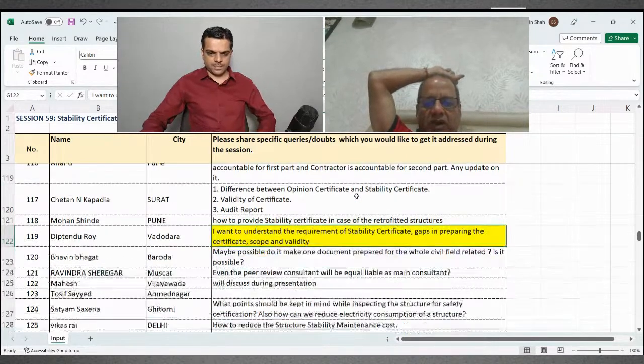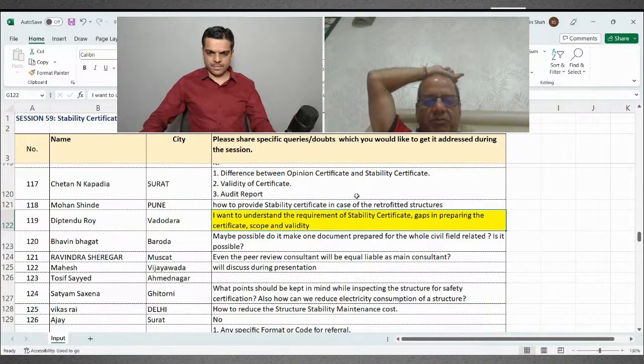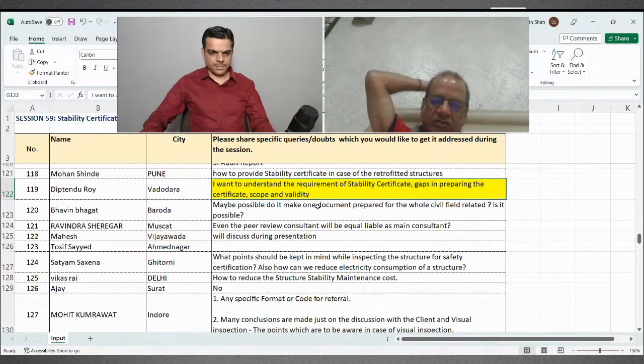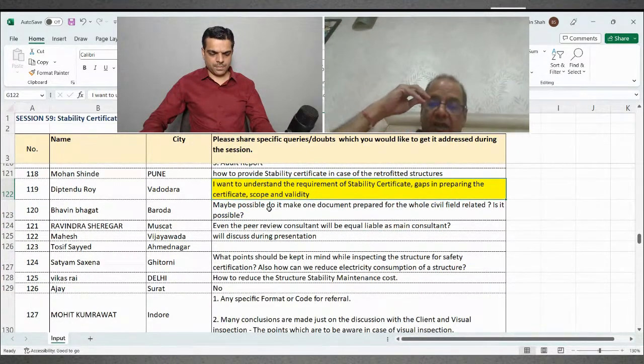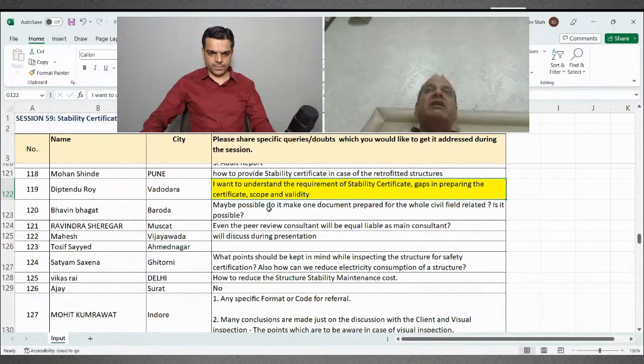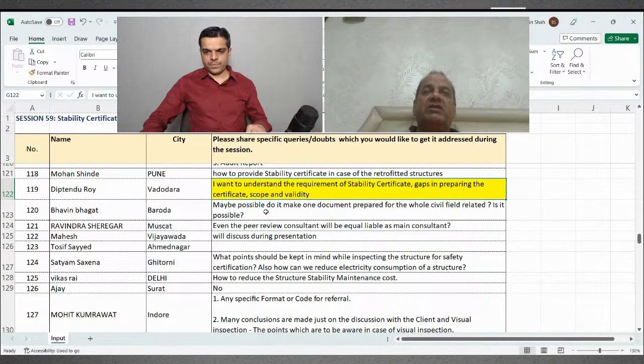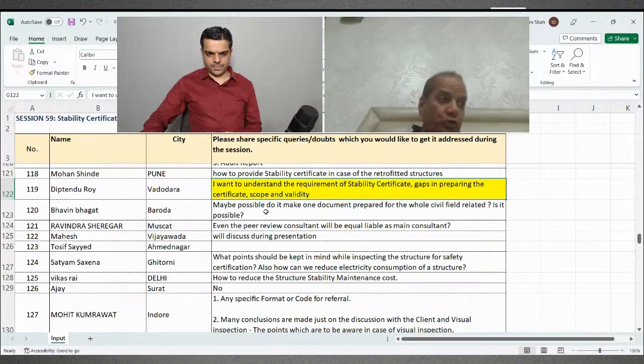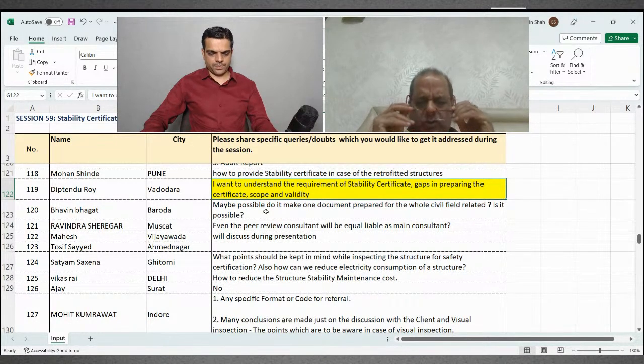I want to understand the requirement of stability certificate, gaps in preparing the certificate, scope and validity. Gaps, as I mentioned: you should be clear that your design stability is connected to these parameters and not to these. So you should specifically mention them. You should not hesitate in writing that I am not responsible for this, I am not for this, but I am for this.